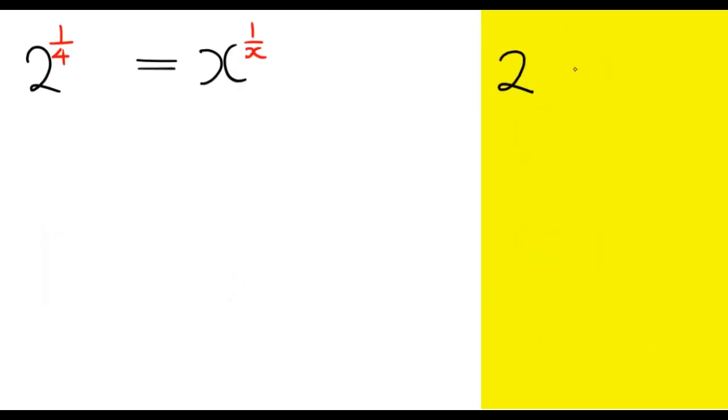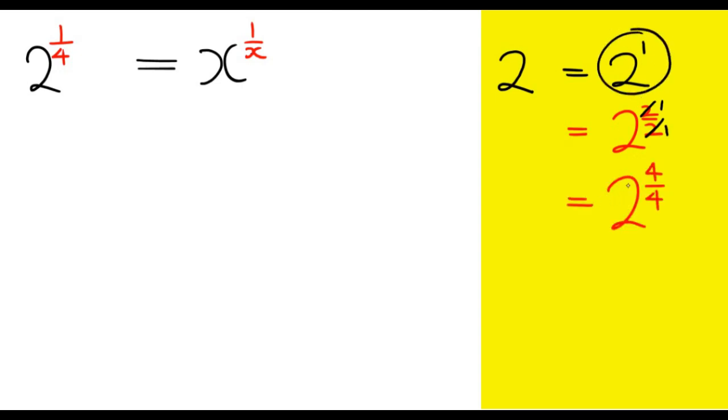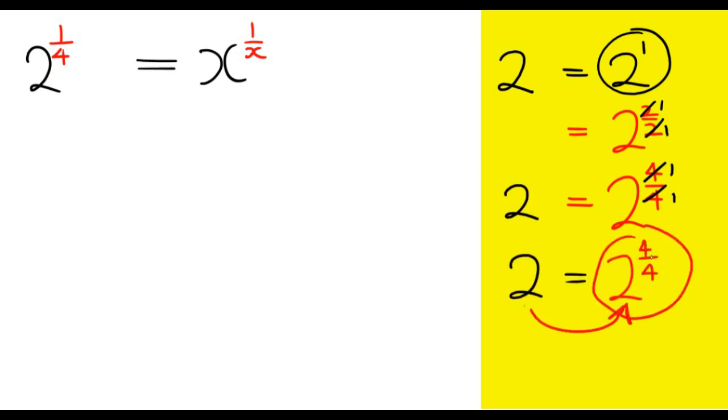For instance, if I write 2, it's the same thing as 2 raised to the power of 1, which I can also manipulate to be 2 raised to the power of 2 over 2, because 2 divided by 2 is 1, so it's exactly the same thing. I can even say it's the same thing as 2 raised to the power of 4 over 4, because 4 divided by 4 is 1, which is exactly the same thing as 2. Therefore, what I need is 2 raised to the power of 4 over 4. So coming back to this expression, I'm going to write 2 raised to the power of 4 over 4 instead of just 2 here.